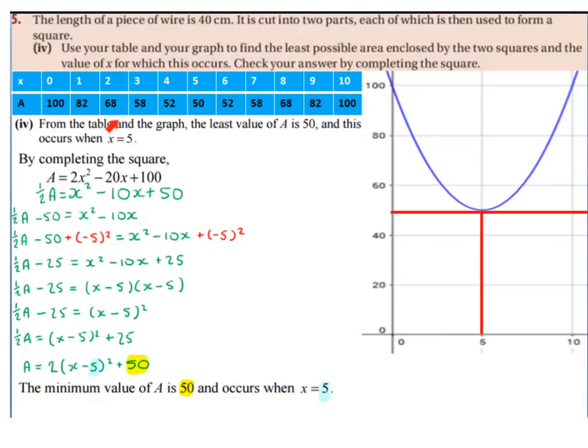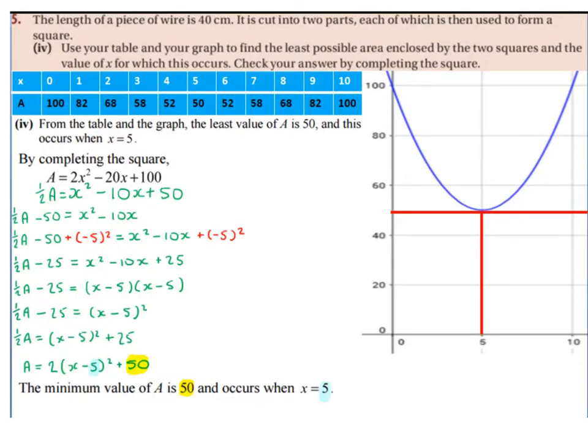So from the table and the graph, the least value of a is 50. So we can see in our table, 50 is the lowest a value or the lowest y value. And we can also see in our graph that the minimum point of our graph is about 50. And this occurs when x is equal to 5. So there's an x value of 5 when we have an a value or a y value of 50.